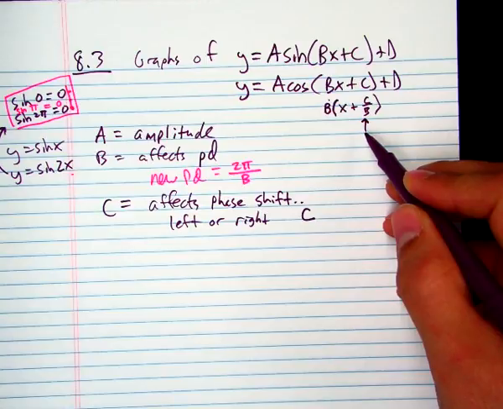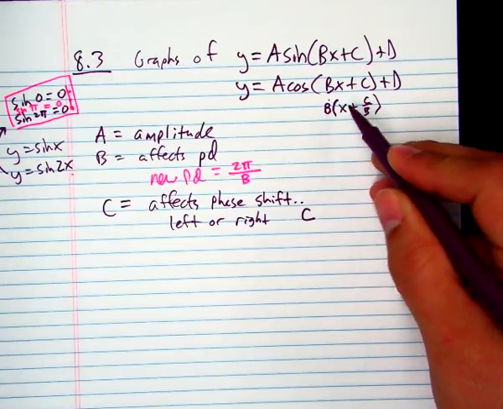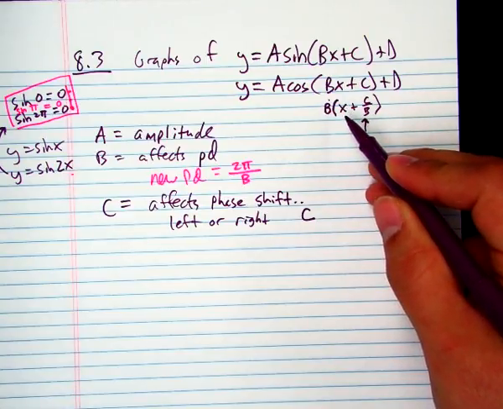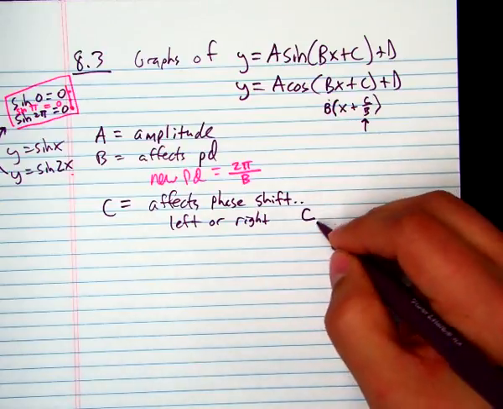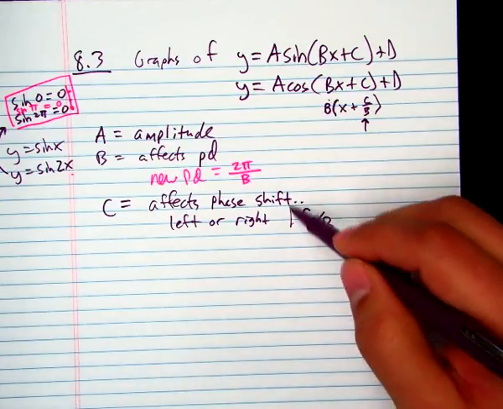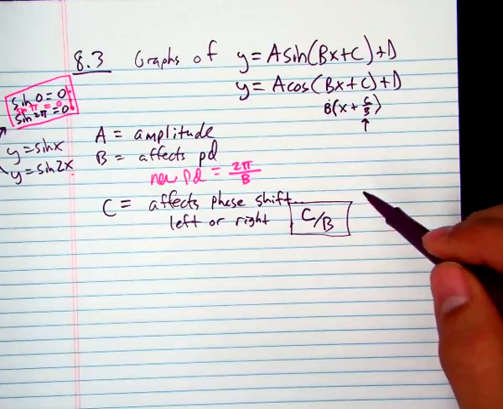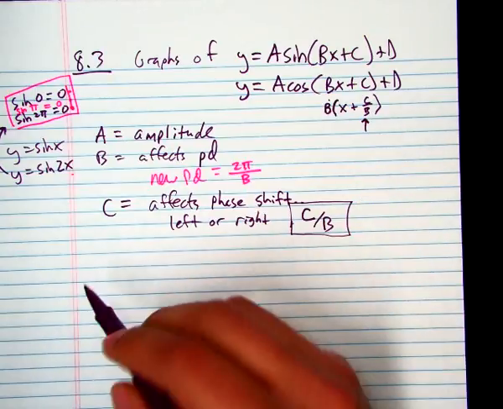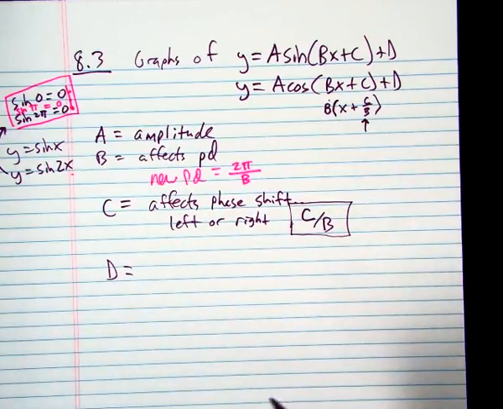Okay. Yesterday, the ones that we moved, we didn't have a b value besides 1, right? But when there is a b value, you're going to have to take c over b to figure it out. Okay? D is nothing new. What do you expect D to do? Up and down.